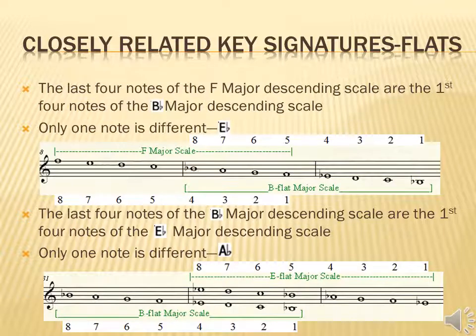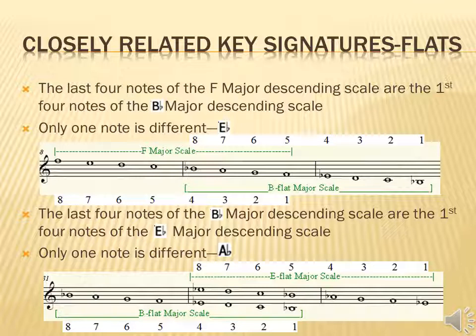Let's look at the F major scale and the B flat major scale. We have the F major scale, and we have the B flat major scale. The last four notes of the F major descending scale are the first four notes of the B flat major descending scale. Only one note is different, E flat.